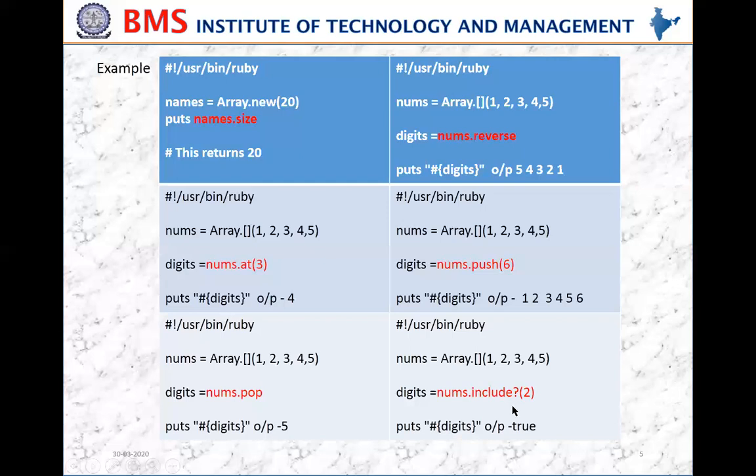Next we have include. This tests whether the element is present or not. I want to check whether element 2 is present in the array. Since 2 is available in the array, it displays true.